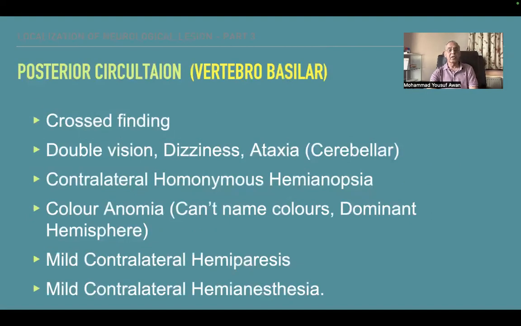So I mentioned the posterior circulation is vertebrobasilar. The crossed finding means a cranial nerve defect on one side and a neurological deficit of the body part on the opposite side. So double vision, dizziness, ataxia, these are the cerebellar signs with the vertebral system. Contralateral hemianopia, color anomia, can't name colors, when it affects the dominant hemisphere. There will be mild contralateral hemiparesis or mild contralateral hemianesthesia, on the opposite side.